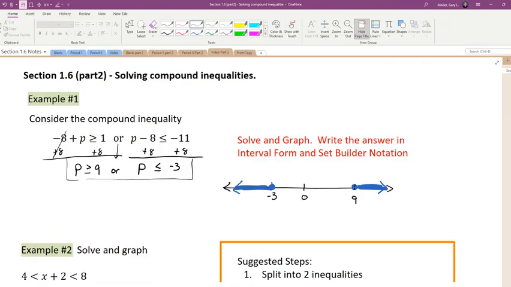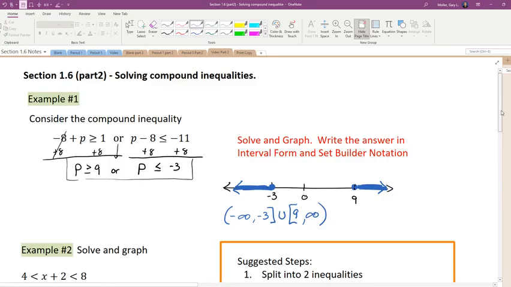In interval notation, it's already in set builder notation. We've already got the answer there. So this is -infinity to -3, including the -3, union 9 to infinity. And there we go. Any of those points will work.